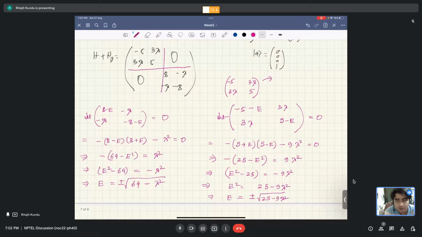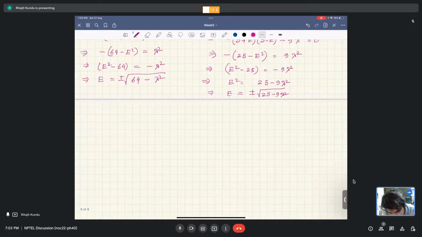Because this is block diagonal, and each characteristic equation is a quadratic equation, we can find the eigenvalues here exactly. Now let's do one thing. First of all, let's list these solutions. So I have 4 energies: plus minus square root of 25 plus 9 lambda square, and plus minus square root of 64 minus lambda square. First of all, let's also expand this in terms of lambda.